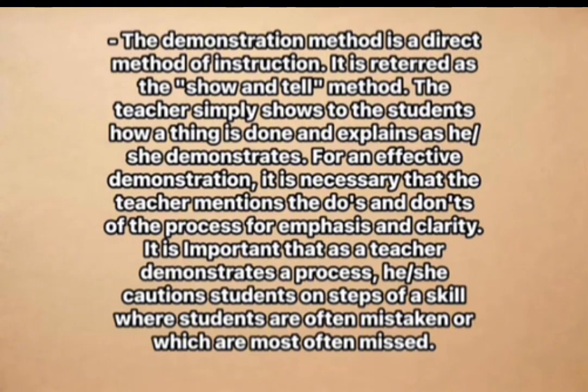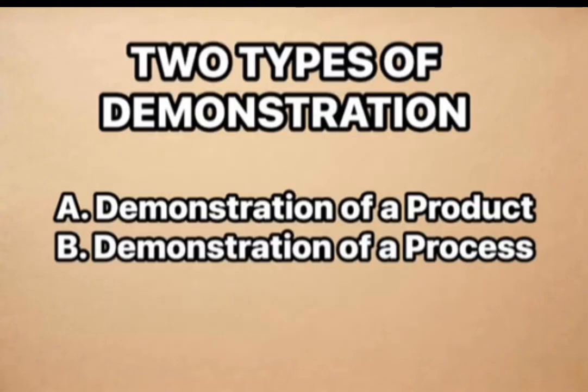So, first, you perform the action and explain what you are doing while you do it, and you point out where kids usually make mistakes so they can avoid them. There are two types of demonstration: the demonstration of a product and the demonstration of a process.